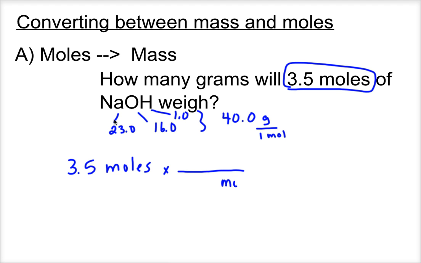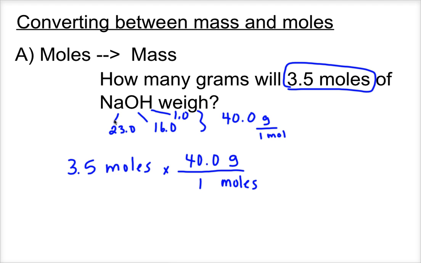So in our conversion fraction, we're going to put the unit of moles into the denominator. The unit we're trying to go to is grams, so I'm going to put that in the numerator. And then the numbers that go in here, you're always going to put a 1 next to the mole, and you have to ask yourself, well, 1 mole of this substance weighs how much? So 1 mole of this substance, sodium hydroxide, weighs 40.0 grams.